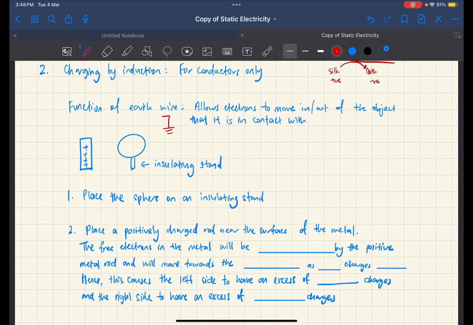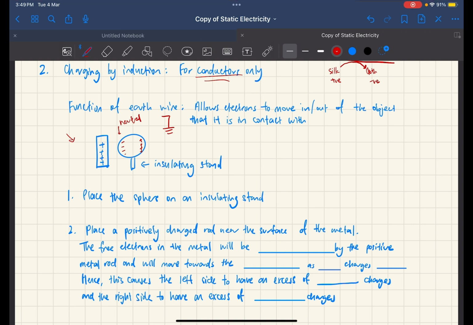So how exactly do you charge a conductor? Let's say I have a positively charged rod over here and a neutral sphere over here. Let's say I move this rod closer to the sphere. What happens? When the rod is moved towards the sphere, the negative charges in this sphere will move towards the left-hand side, leaving your positive charges on the right.